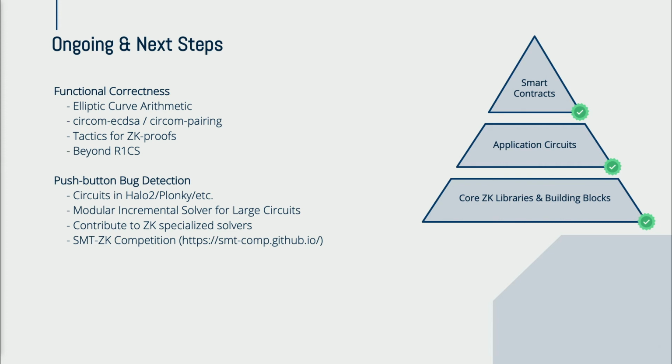And we also want to extend our current pipeline to go beyond R1CS, such as those constraint systems generated by Halo 2 and Pumpkin. We are also working on a modular incremental solver that will allow the tool to reason about large circuits. For instance, right now, one of our clients has a circuit that involves millions of constraints, which means that if you directly throw those constraints into the solver, it's going to choke.